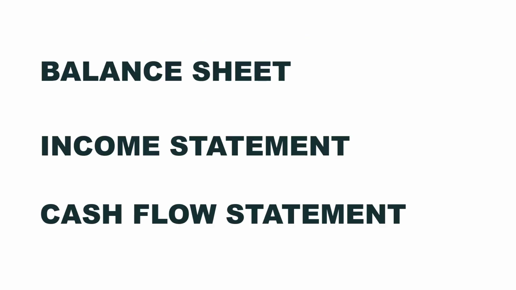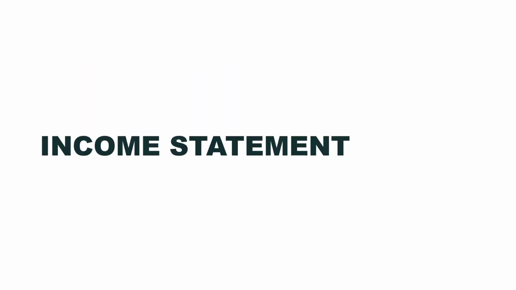These three statements work together to give us a complete picture of a company's financial health. The balance sheet shows what a company owns and owes. The income statement shows its profitability, and the cash flow statement reveals its cash position.